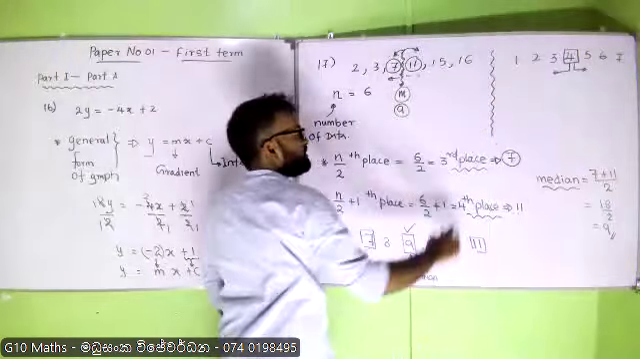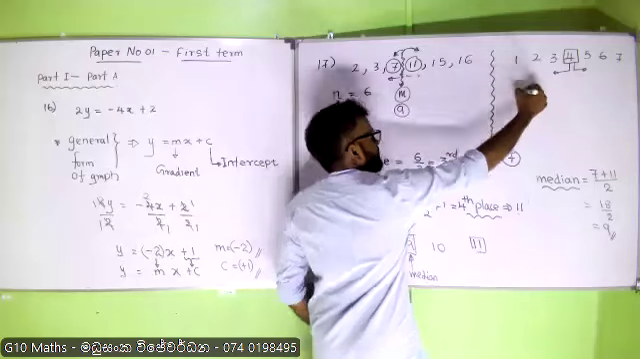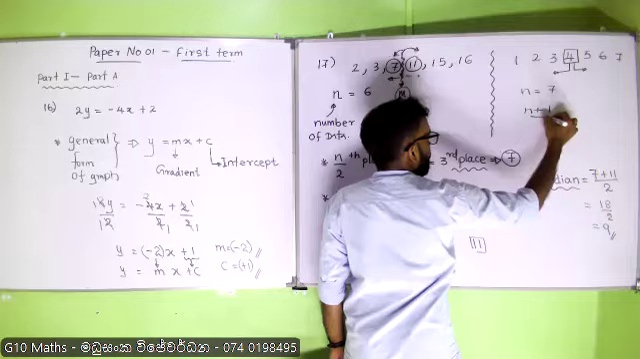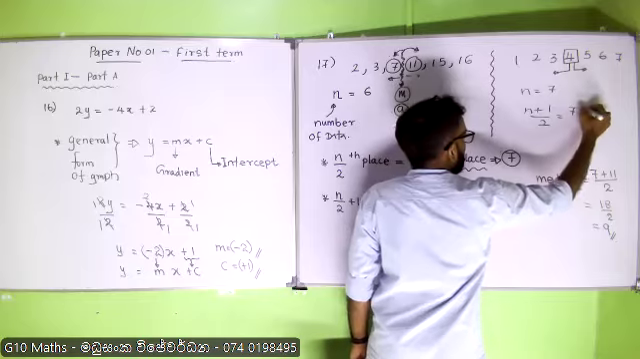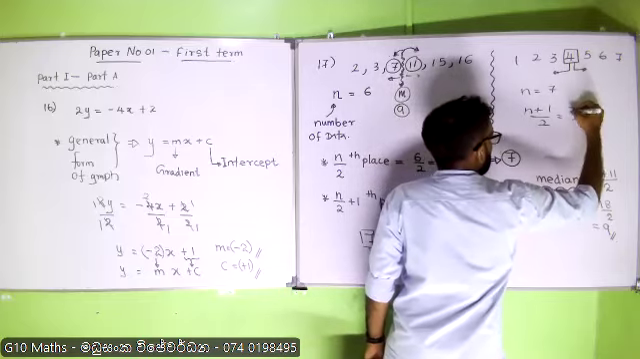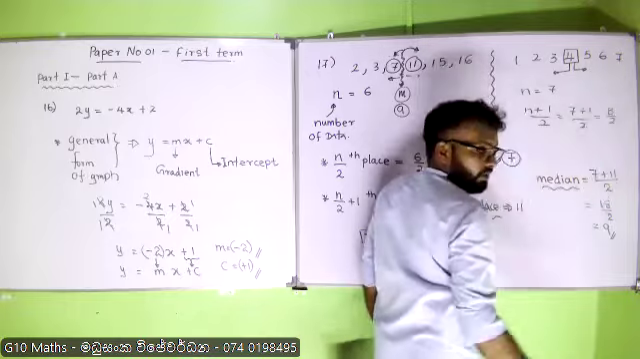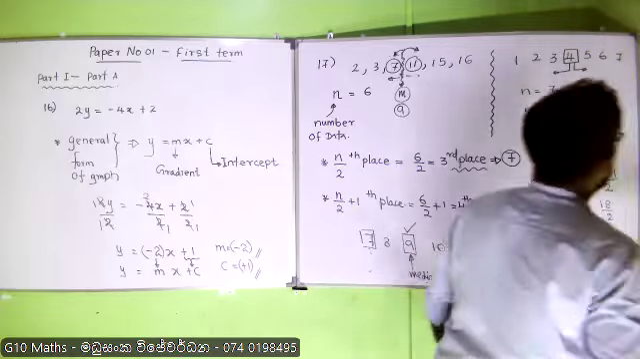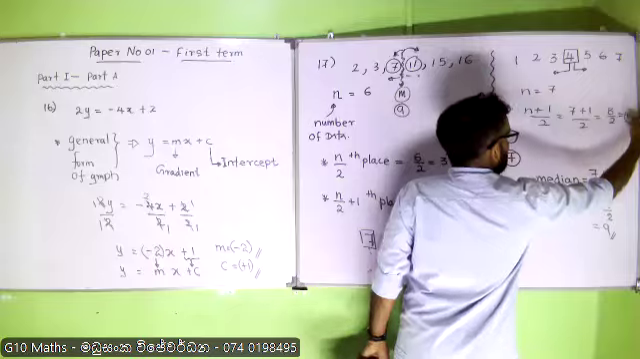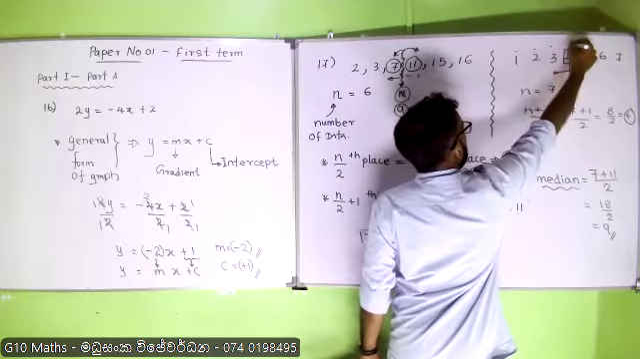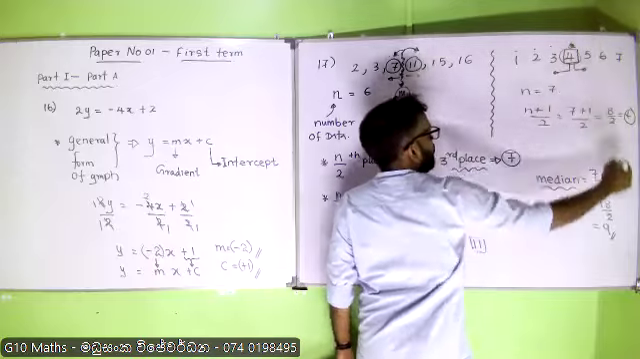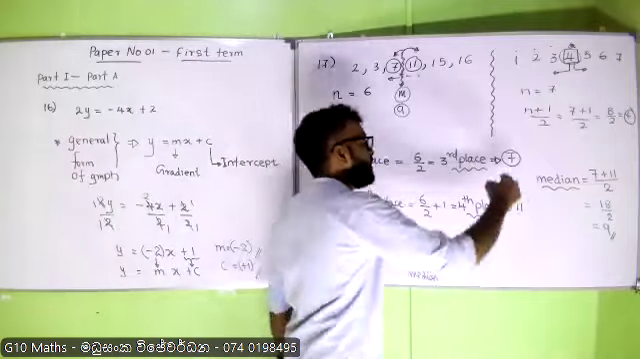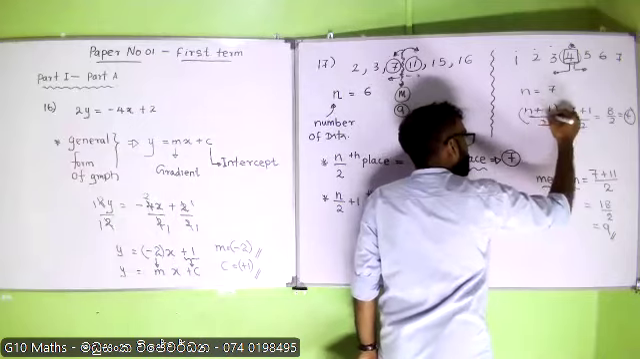But when it comes to an odd number of data, n is equal to 7. How are we going to find the middle? n plus 1 divided by 2. n is 7, plus 1 is 8, divided by 2. That is the fourth place. In the fourth place you have the middle, the median: 1, 2, 3, 4. For an odd number of data, that is how you find it: n plus 1 divided by 2.